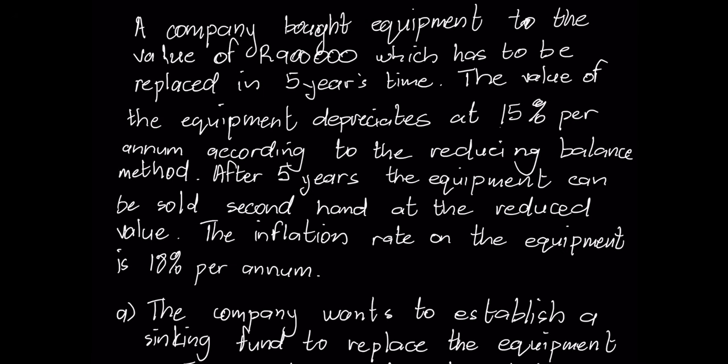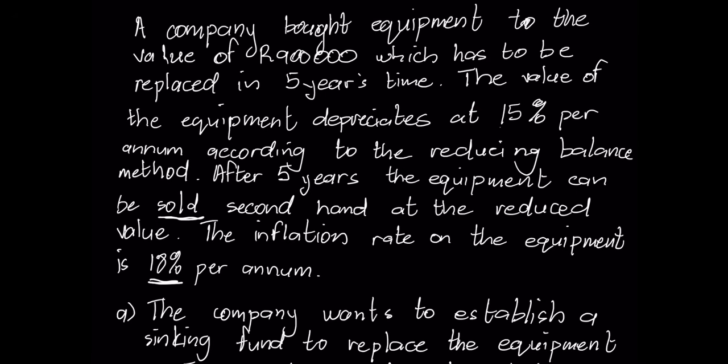Now, of course, if you don't know what this is, it means that you haven't watched our previous videos on the same topic, on depreciation. Please go and have a look at that. Now, in this case, we say after 5 years, the equipment can be sold. So they're going to sell the equipment secondhand at the reduced value. And then they say the inflation rate of the equipment is 18% per annum.